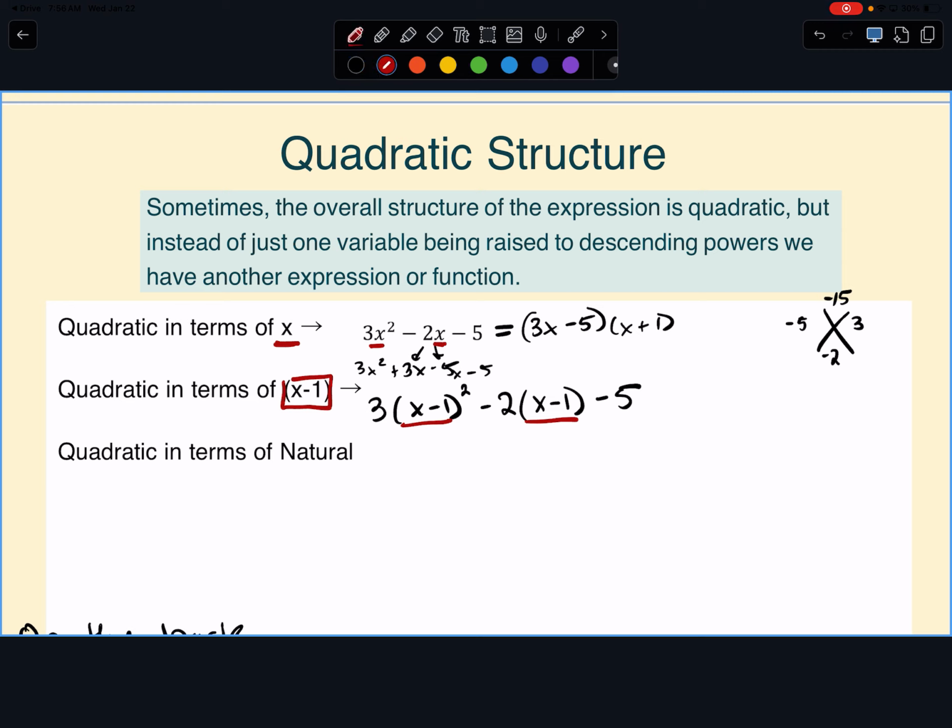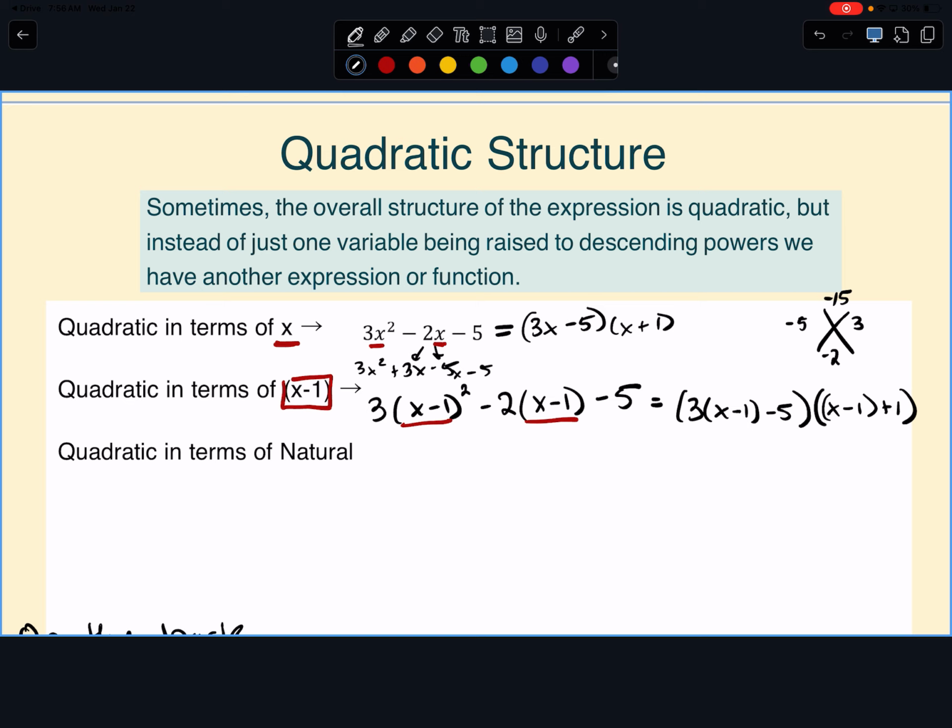Everywhere this factored form has an x, it will have an x minus 1, right? So we could write the factored form of this as 3 times x minus 1 minus 5 times x minus 1 plus 1, which does simplify, right? But you could come up with that factored form by substituting a variable and factoring it and seeing that happen. So let's do another one.